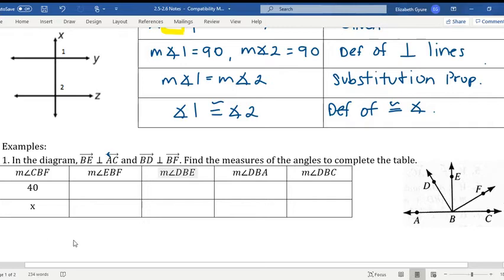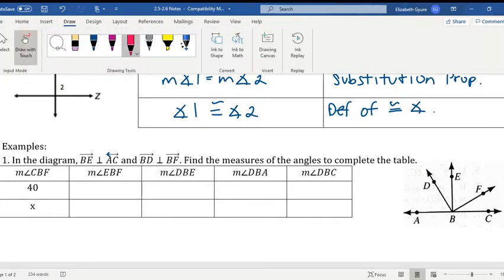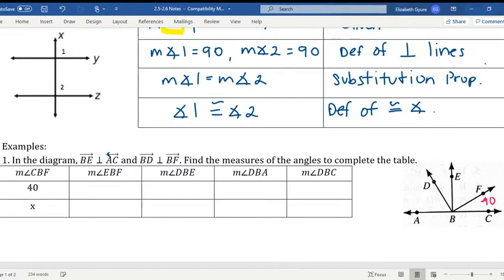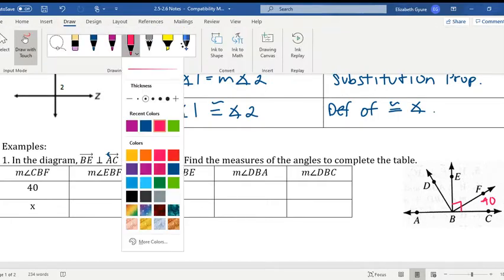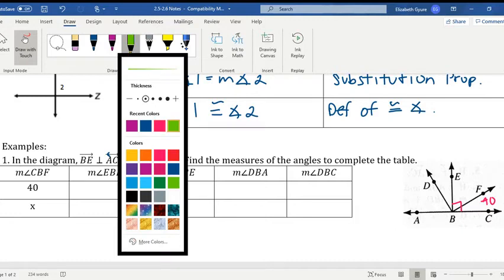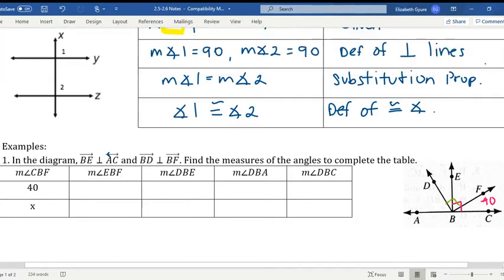So this is actually done in two parts. For the first part, I'm giving you that the measure of angle CBF is 40 degrees. And then for the second part, we're saying, okay, it's no longer 40 degrees. Well, what if it was just X? And you're going to rewrite them in terms of X. So first thing I would do here, guys, make sure you label your picture. BE is perpendicular to AC, so I would put your right angle there. And then ray BD is perpendicular to ray BF.